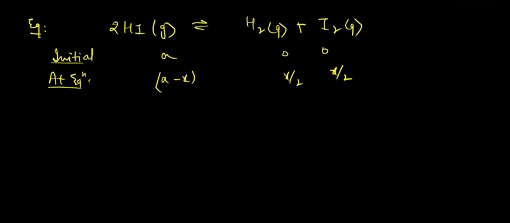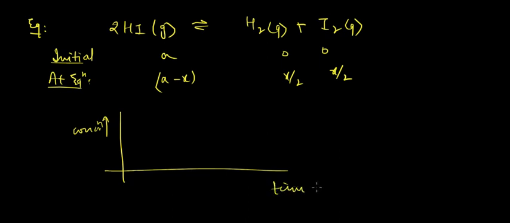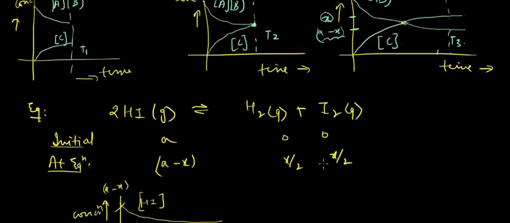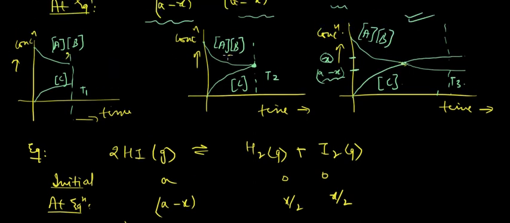Yeah, so what would be the graph for this case at equilibrium? So this is the concentration at equilibrium. So what will happen? The concentration with time graph. So what will happen here is the concentration of HI will go down from a to a minus x. This is the concentration of HI, and the concentrations of H2 and I2 would go from 0 to x by 2. So this is x by 2 and this is a minus x. Okay, so this is HI and this is H2 and I2, the concentration of H2 and I2.